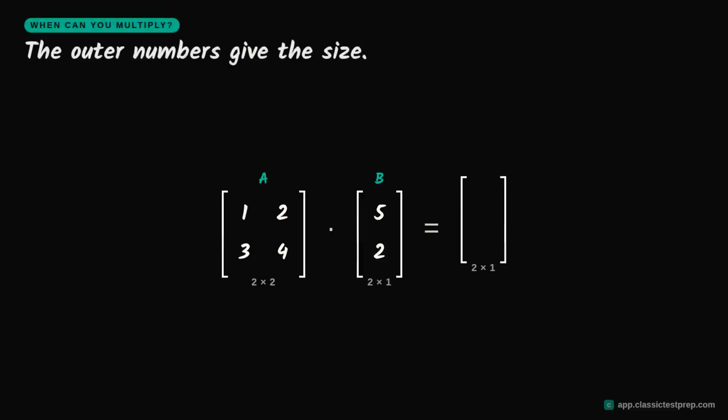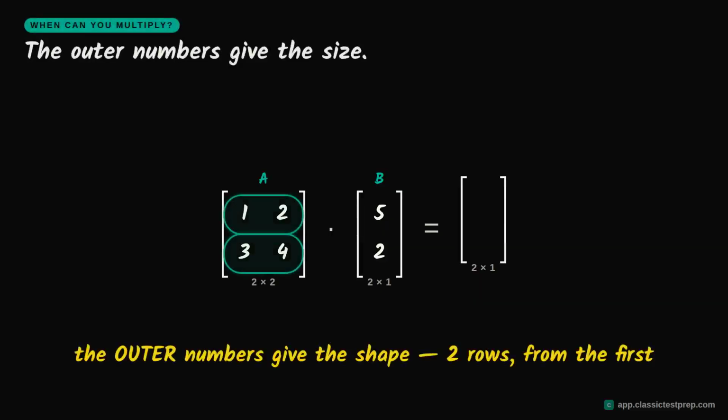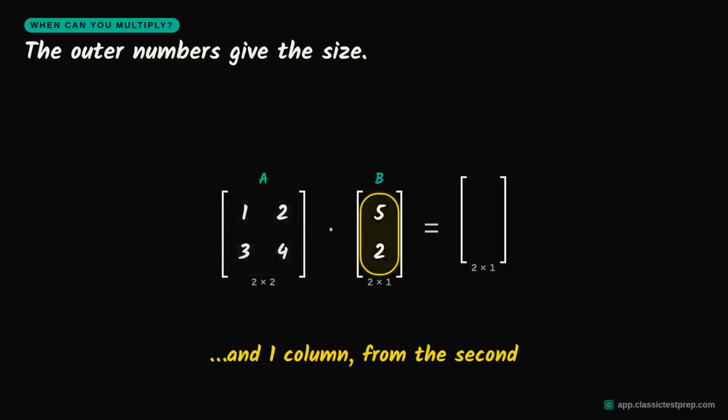The shape of the resulting matrix when we multiply these together will have 2 rows and 1 column, which we find out by looking at the outer dimensions, the 2 rows from the first matrix and the 1 column from the second matrix. The outer dimensions when we write 2 by 2 next to 2 by 1.